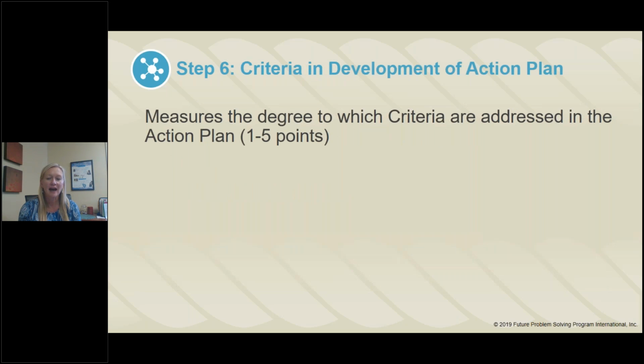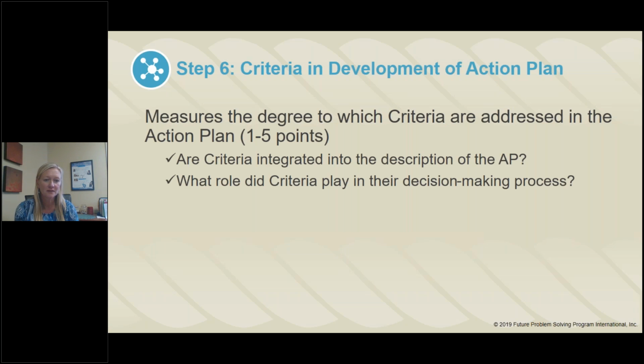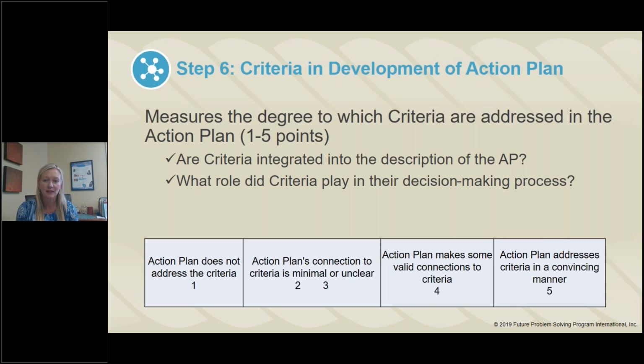Next, we take a look at the criteria as it's used in the action plan. Do the students integrate the criteria in the description of their plan? So for example, do they talk about the kinds of things they measured the solutions against each other and how this winning solution was deemed to be the highest one? Did criteria play a role in their decision-making process, and how do they address that in their plan?